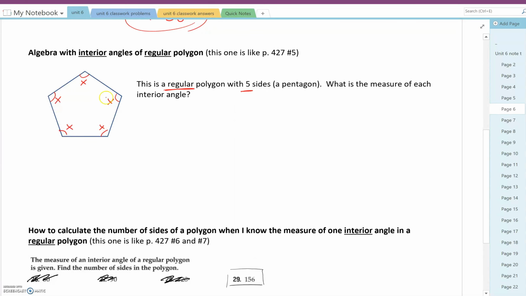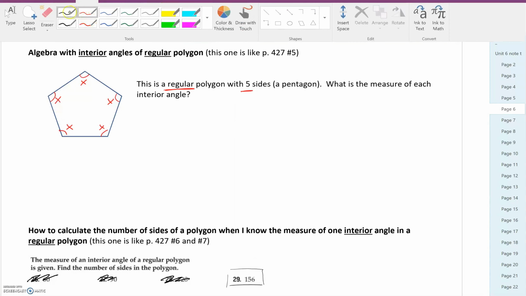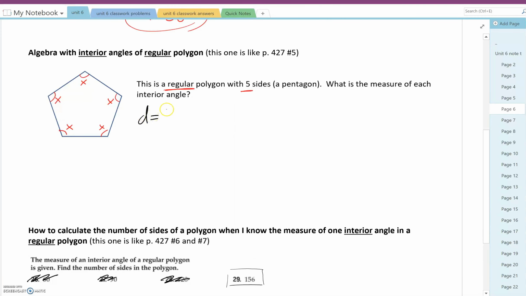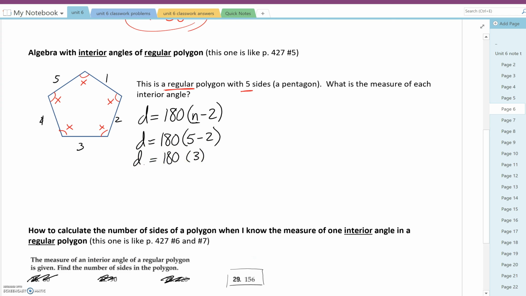I know that I can figure out the total number of degrees inside of the pentagon using the formula that we learned in the last video, which looks like this. And I know that I can count the number of sides because I can see them. 1, 2, 3, 4, 5. So in place of this n right here, I'm going to put a 5. All right. 5 minus 2 is 3. So my equation now is D equals 180 times 3. 180 times 3 is 540.